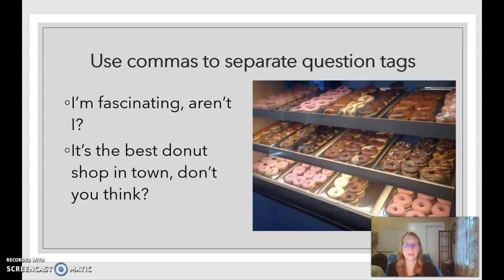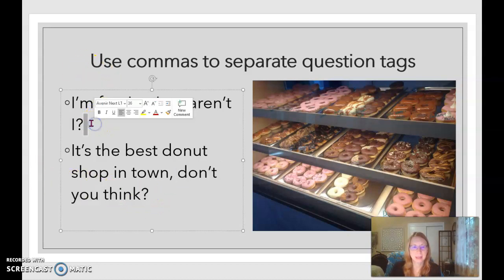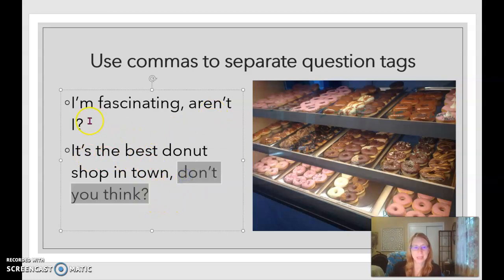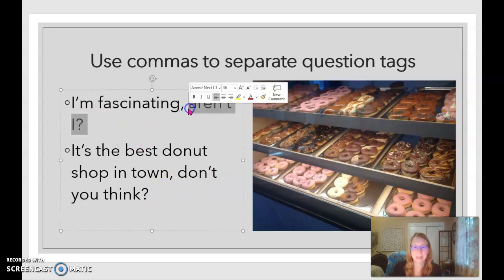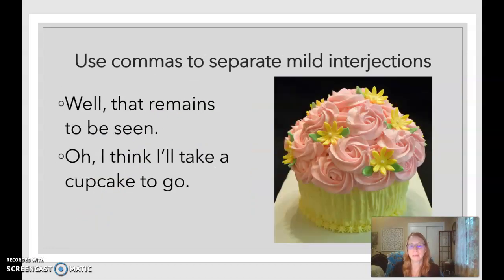Next, let's look at using commas to separate question tags. So here are a couple question tags at the end of these sentences. I'm fascinating, aren't I? Or it's the best donut shop in town, comma, don't you think? So you can see these little question tags at the end are separated from the rest of the sentence by a comma.